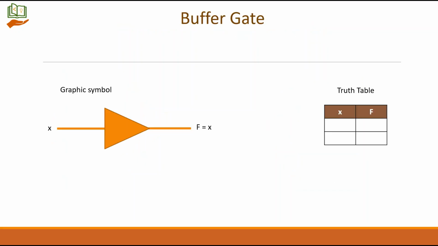Now we will start with the buffer gate. So this is the representation of the buffer gate. The representation is termed as the graphic symbol. Whenever I want to represent 0, a red color will be used. Whenever I want to use 1, the green color will be used. So the appropriate values will be filled in the truth table when we see the operation.